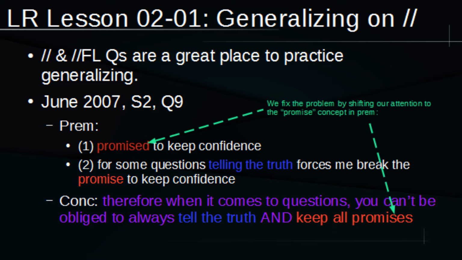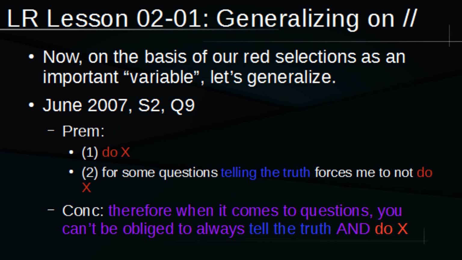Now we are going to actually do the first generalization. The text is going to change kind of suddenly, but it's not going to be that hard, just keep up. I'm going to translate the red promise concept into the variable x, and that's quite literally what I will show you next here. And through the magic of PowerPoint and video editing, we have now transformed every reference of promise into some form of x. So premise 1 turns into do x. That means promise to keep confidence. Premise 2 changes into, for some questions, telling the truth forces me not to do x.